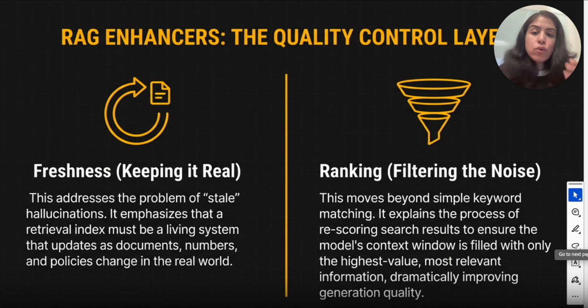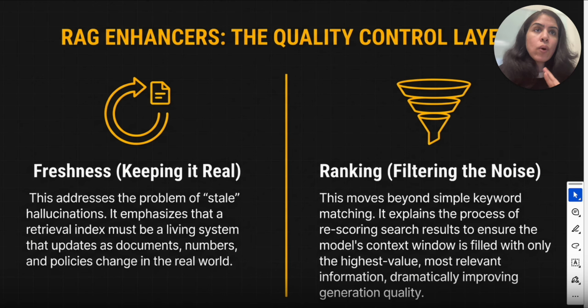So, on the topic of RAG, once you introduce retrieval, you need two critical enhancements. Number one is freshness, which keeps the retrieval index aligned with reality. Documents change, numbers update, policies shift. If embeddings don't update, the model hallucinates outdated information.